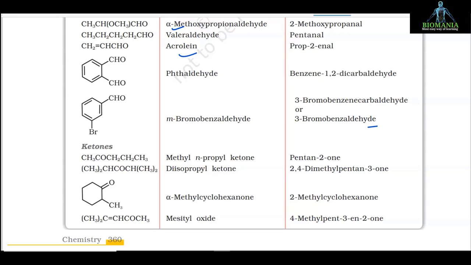Then after, again common name, methyl propyl ketone, IUPAC name is pentan-2-one. Then after, diisopropyl ketone, IUPAC name is 2,4-dimethylpentan-3-one. Then the common name alpha-methylcyclohexanone, and the IUPAC name is 2-methylcyclohexanone. Then again common name mesityl oxide, the IUPAC name is 4-methylpent-3-en-2-one.